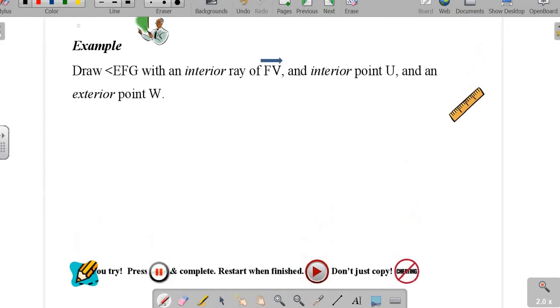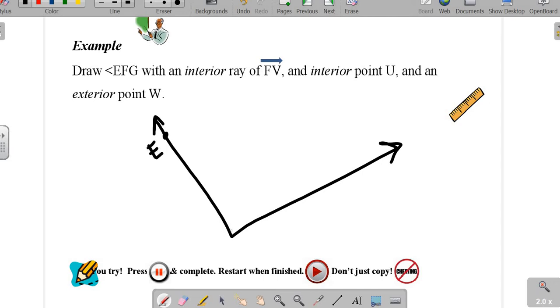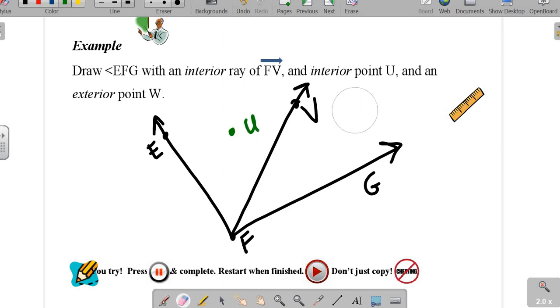So this is an example of this one. Draw EFG with an interior ray FV, and an interior point U. That means U can be anywhere in the mouth of the angle, over here or over here. It doesn't matter. So U could be one or the other. And an exterior point, that means outside of the mouth of the angle, W.